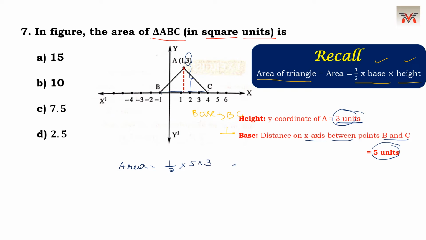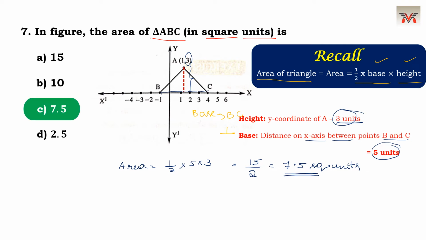This is equal to 5 3s are 15. So 15 by 2, that is equal to 7.5, and we have considered all the units. Since it is the area, it becomes square units. Therefore, what is the answer? Answer is option C, 7.5. We'll move on to the 8th question.